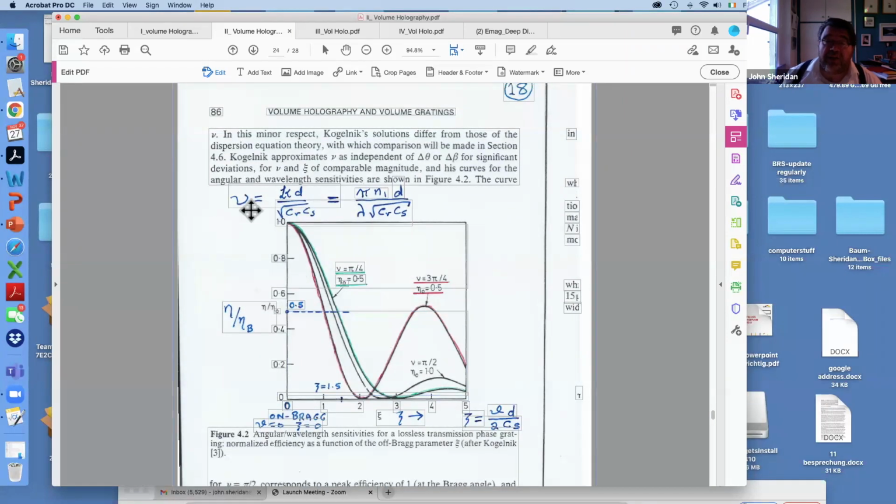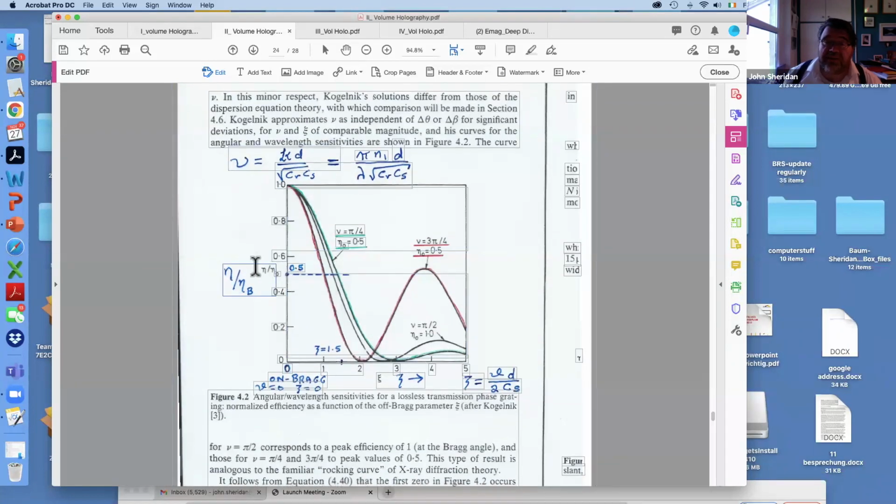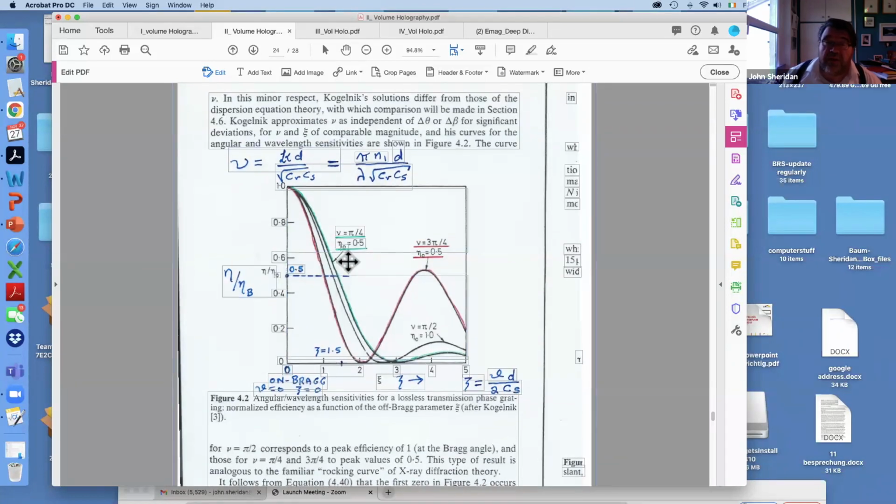Here's our grating strength. It's given by this formula here. And what we've actually got here is 3 different gratings, and each one of those gratings has a different grating strength. So we've got this one here, which is the grating strength pi over 4. And this one over here, it's 3 pi over 4. And the one in the middle is equal to pi over 2. So the pi over 2 one, this black one here, has a diffraction efficiency which is equal to 1. And all of the others have diffraction efficiencies less than 1, but we've normalized it.